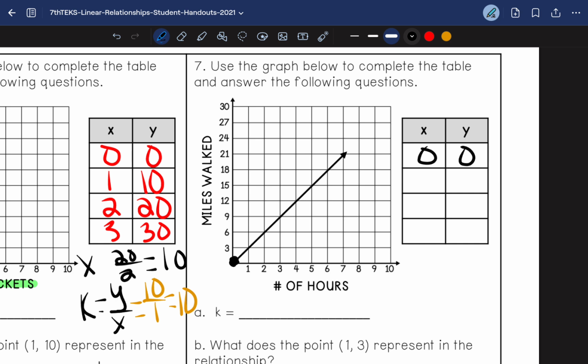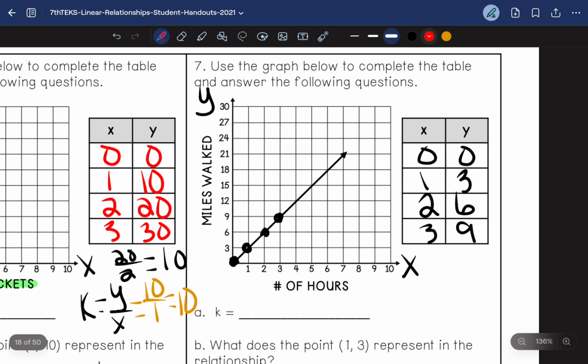And then I'm just going to keep going and look for those where the line crosses at those intersections. So remember, x values are the ones that go left and right, and y values are the ones that go up and down. So my next ordered pair is 1, 3. And then my next one is 2, 6. And then 3, 9. And that's it for the table.